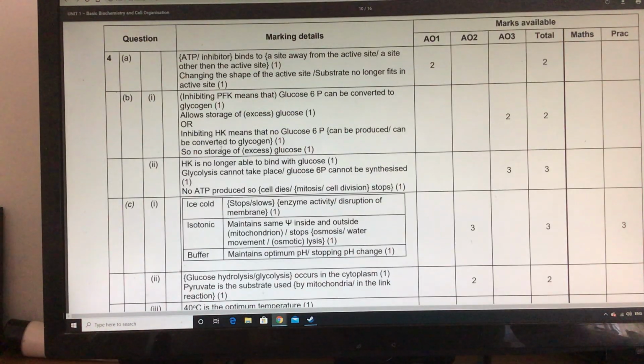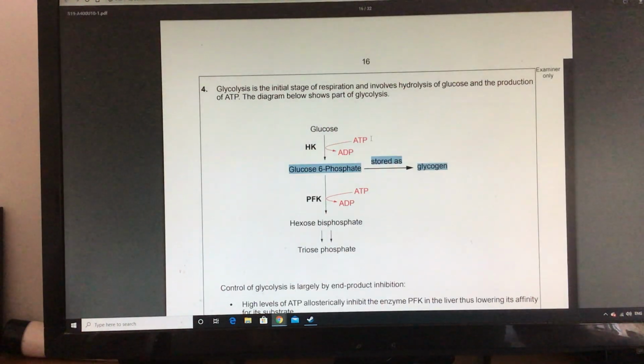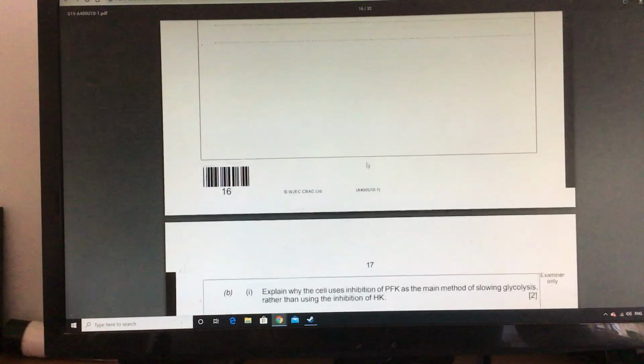So mark scheme to go with that. Hexokinase is that one here. Inhibiting PFK means that glucose can be converted to glycogen and it allows the storage. Okay, you can argue the same thing just the other way around. If you inhibit it the other way, it means that you can't store, okay? So you can argue both ways around. It's many roads leading to Rome. Okay, moving on to the next one.